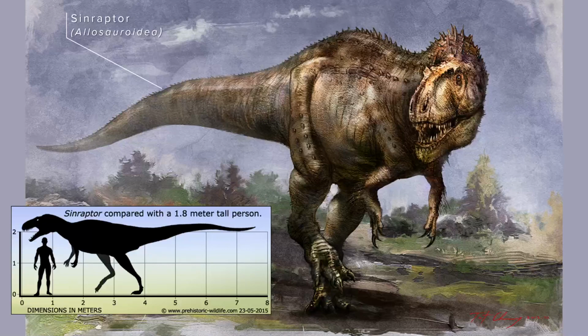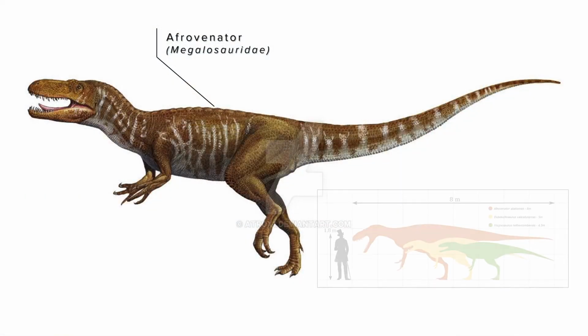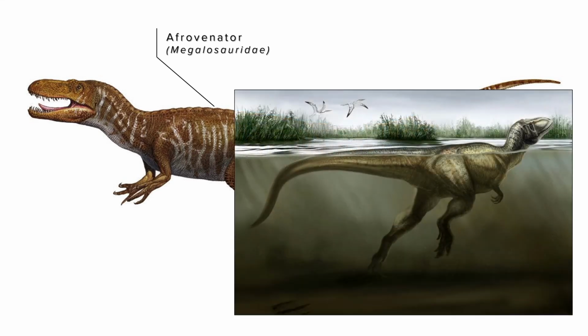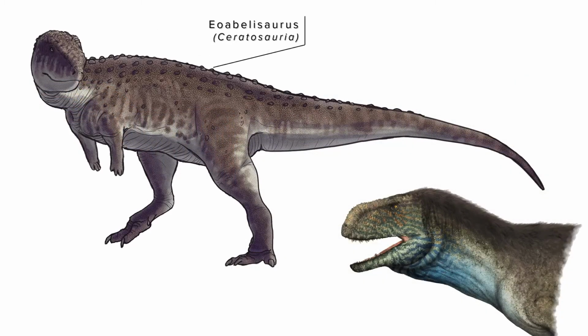There are other Allosauroids, like the Sinraptor. There are Megalosaurus, of course, in the Oxfordian. You can see it here, size-wise, Afrovenator. Here it's one wading through a river. And we have a new group, Eoabelisaurus. It belongs to the Ceratosauria.